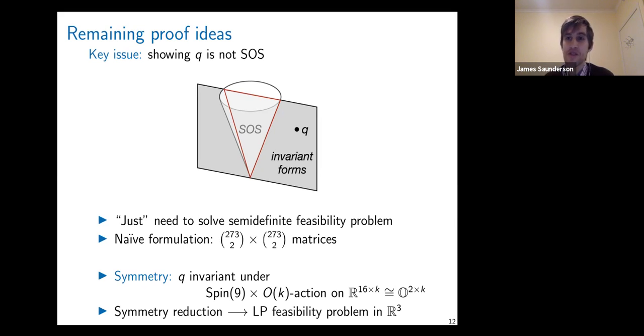And if you do symmetry reduction with respect to this group, you actually get a linear programming feasibility problem in R^3, which is easy to directly get a separating hyperplane. And so what do I mean by symmetry reduction? All I want to say is that when you've got a very symmetric semi-definite program, you can restrict to a subspace of points that are fixed by the action of the symmetry group. And so really all we're doing is looking at the sum of squares cone intersected with all the forms that are invariant under this group action, and you end up with a very simple polyhedral cone. You can directly check somehow using a small LP that Q is not in that cone.